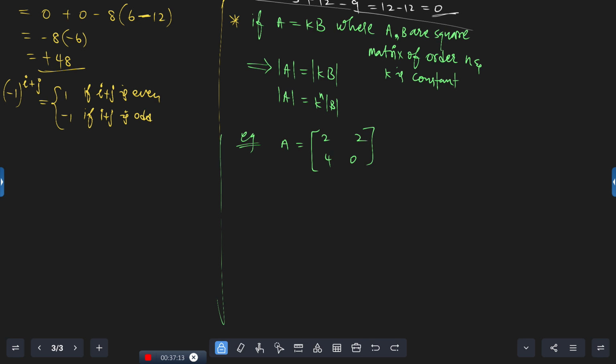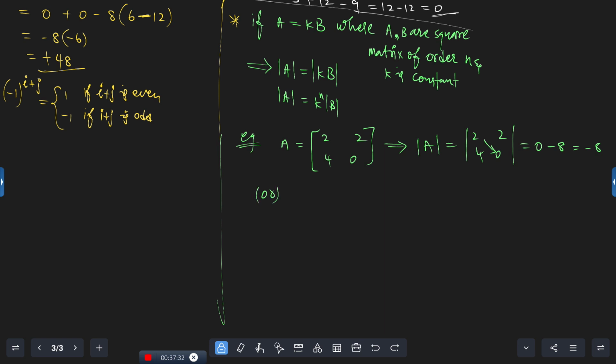This is one A matrix. Listen. If you take the determinant of A directly, 2, 2, 4, 0, what am I getting? If you cross multiply, 0 minus 4 twos are 8, which is equal to minus 8. Am I right? This is if you take it directly.